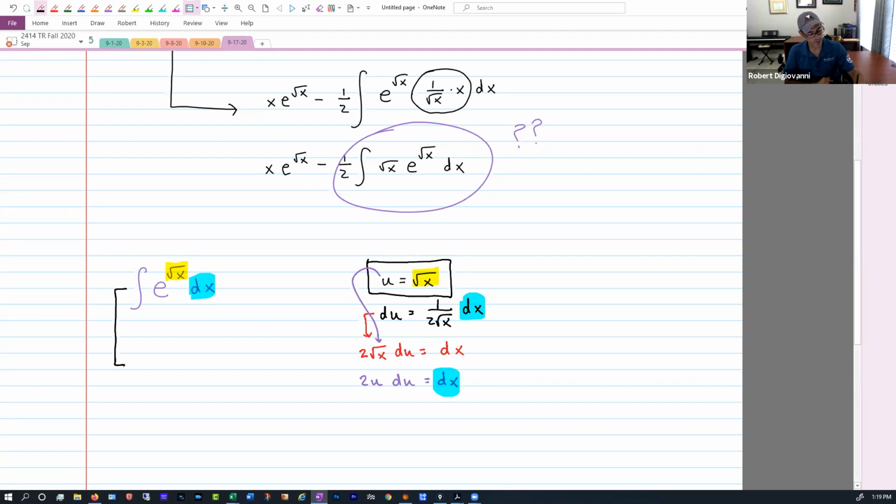Yes. This will become the integral. Let's see, I do have a 2 that can come out. I'm going to have a u, an e to the u, and a du. Does everyone understand where all those pieces came from? Yes? Okay. Now, look at that problem.